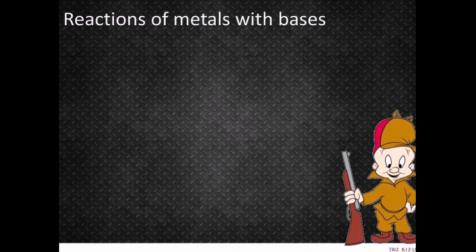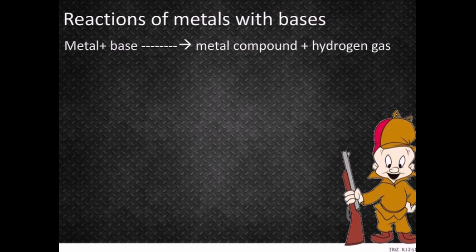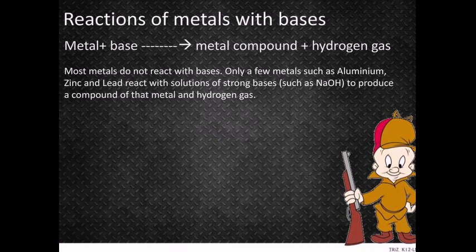Reactions of metals with bases. Metal plus base gives you metal compound plus hydrogen gas. Most metals do not react with bases. Only a few metals such as aluminium, zinc and lead react with solutions of strong bases, such as NaOH, to produce a compound of that metal and hydrogen gas.